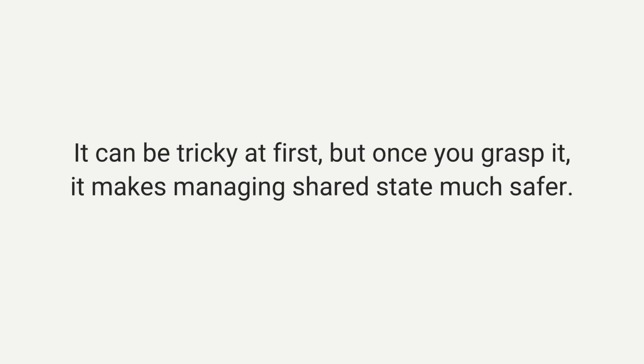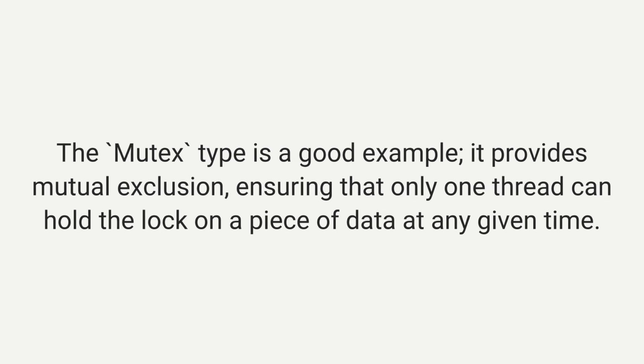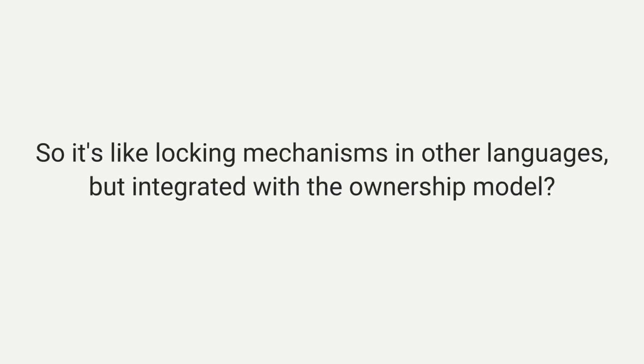That sounds like it could get complicated quickly. It can be tricky at first, but once you grasp it, it makes managing shared state much safer. The Mutex type is a good example. It provides mutual exclusion, ensuring that only one thread can hold the lock on a piece of data at any given time. So it's like locking mechanisms in other languages, but integrated with the ownership model?